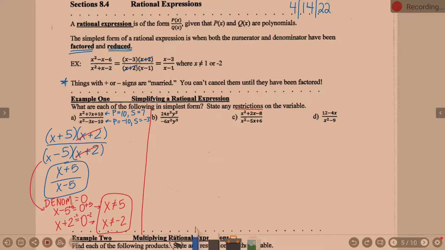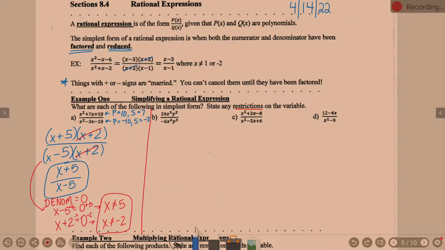This one, here's what's happening, guys. 24x cubed y squared, that is all one term on top because there's nothing added or subtracted. So that's all one term. Negative 6x squared y cubed, that's all one term in the bottom. There's nothing added or subtracted, which means we can just look at like things that cancel. Okay? Anything that's a piece there, it's all multiplied together.